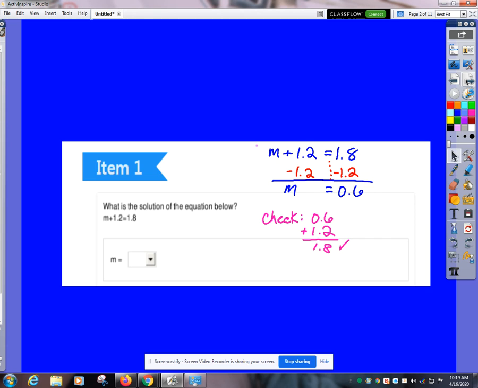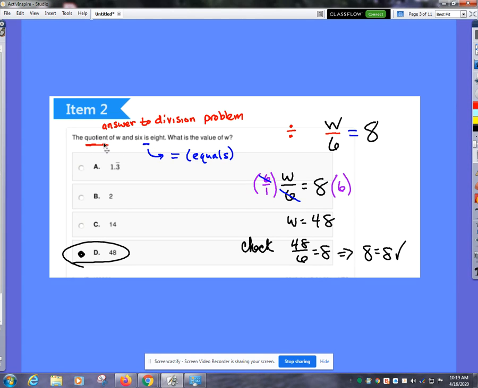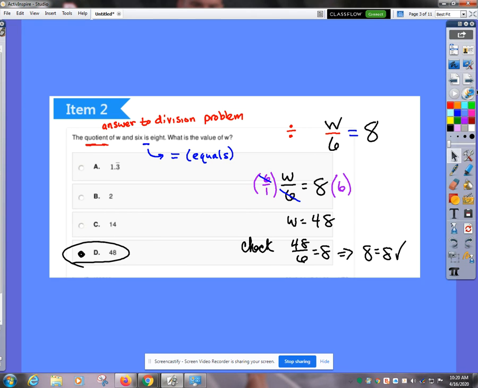Question number 2. The quotient of W and 6 is 8. What is the value of W? Quotient, answer to the division problem, is equals. So there's our problem, W divided by 6 equals 8. We don't really use this very much in pre-algebra. I want to do the opposite of dividing by 6. I'm going to multiply both sides by 6. 8 times 6 is 48. And a quick check. 48 divided by 6 is 8. So 8 equals 8. We're good to go. W must be 48.